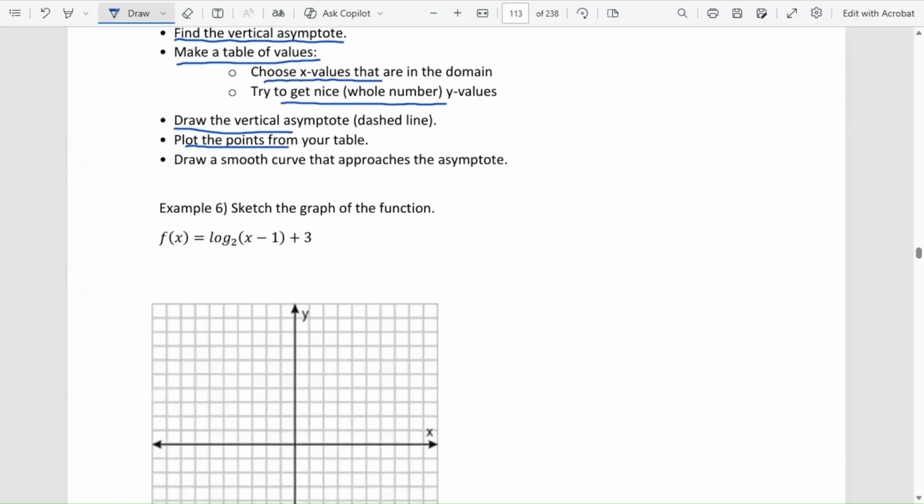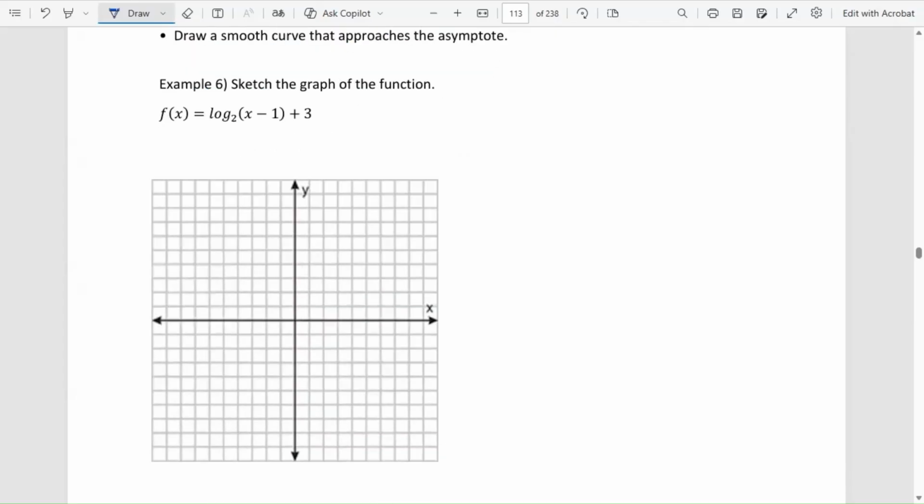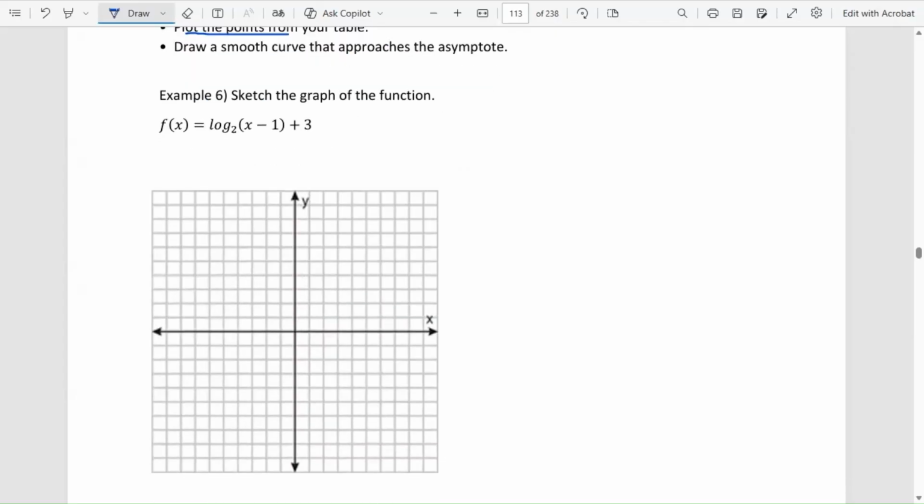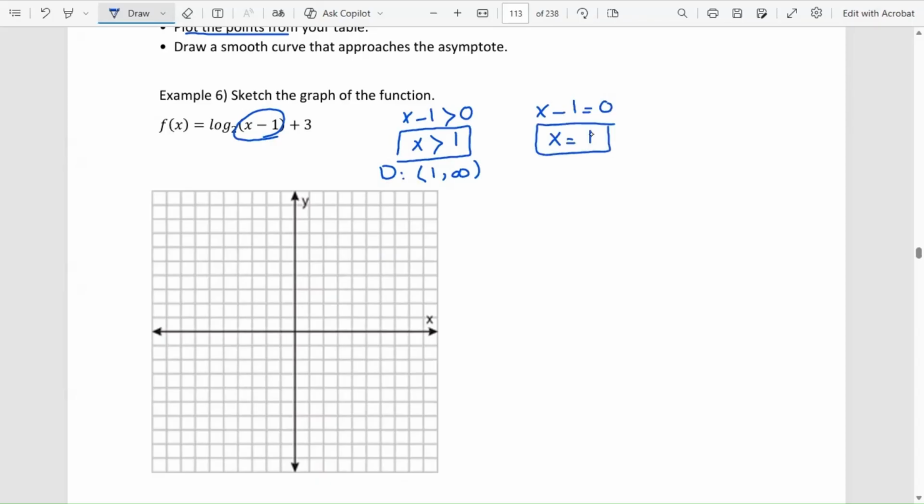Let's look at this example. We want to graph this function. First, we need to find the domain. To find the domain, we need to look at the argument, which is x minus 1. We said x minus 1 must be positive to find the domain. Isolate the x by adding 1, which means the domain is all x values that are greater than 1. That means from 1 to infinity. That's the domain. If you set it equal to 0, that gives you the vertical asymptote. So that's the equation of the vertical asymptote.